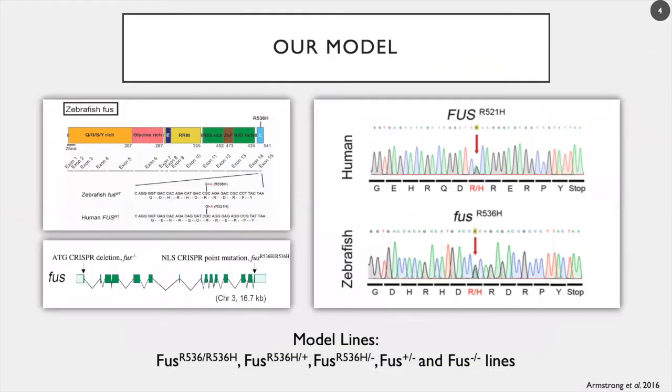Using CRISPR-Cas9, our lab has developed a FUS model of the analogous mutation encoding the FUS R521H variant in the zebrafish genome, encoding the FUS R536H variant, as well as a FUS knockout model by also using CRISPR-Cas9 to target the ATG start codon in FUS.